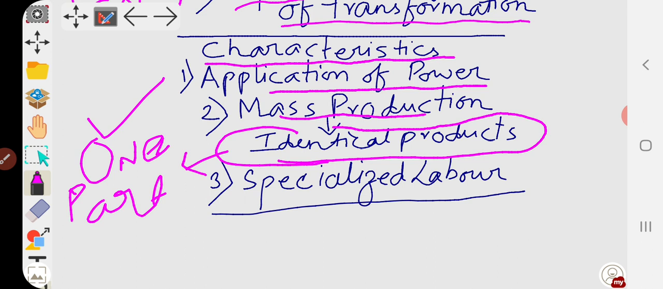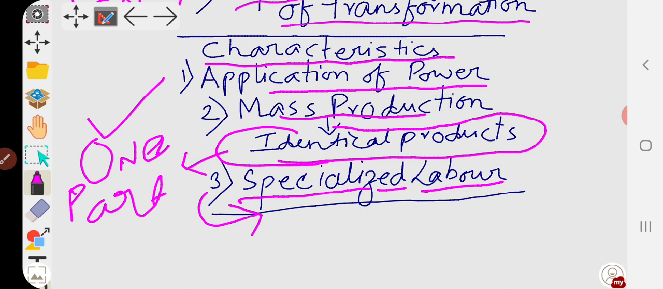And lastly, everybody cannot do the work of manufacturing. For this, basic intelligence and basic knowledge is required to do the work. So here the labors are specialized. So the third characteristic of all the manufacturing units is specialized labor.